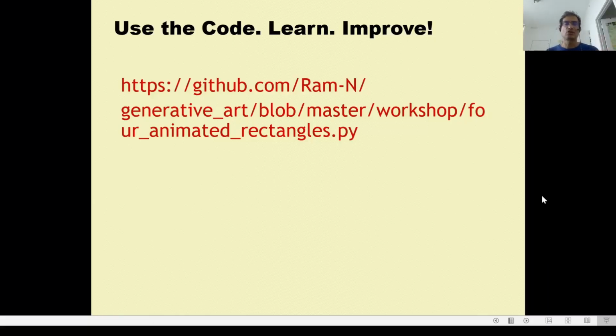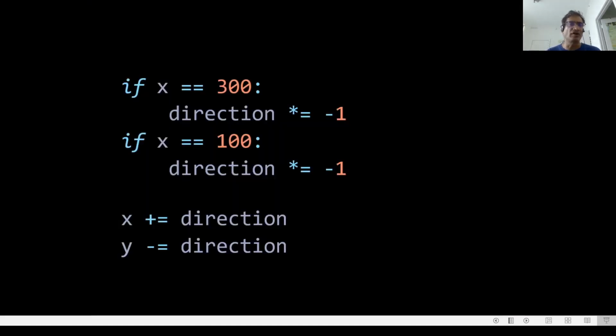So that exact code that we saw, I have uploaded it to my GitHub, so go to Generative Art. The directory is called workshop. There are a lot of useful files there, but please look at 4animatedrectangles.py, which is the exact file, and it should work. Okay, the idea is for you to download and use this code, you learn from it, try to improve it. If you do improve it, make sure you add it in the comments, and we learn from each other.